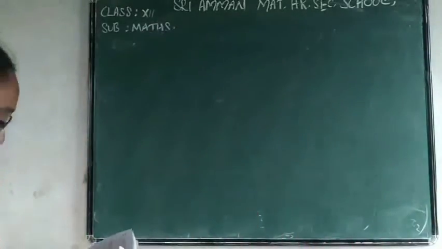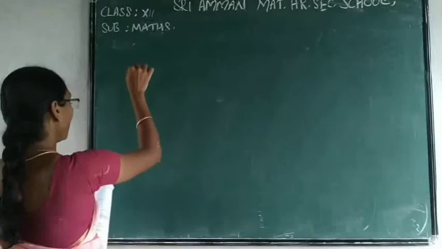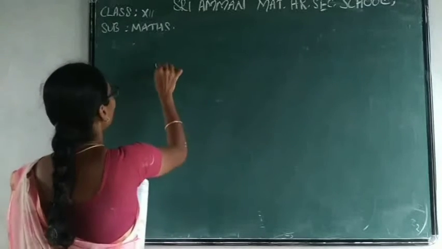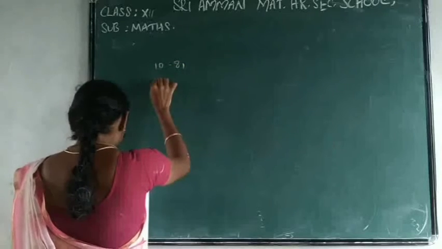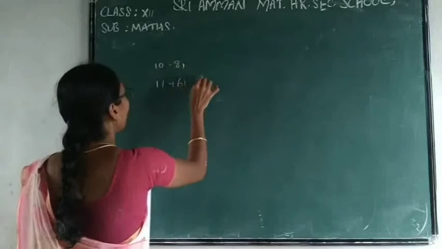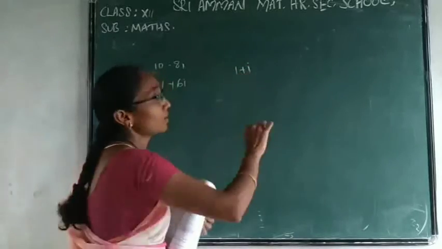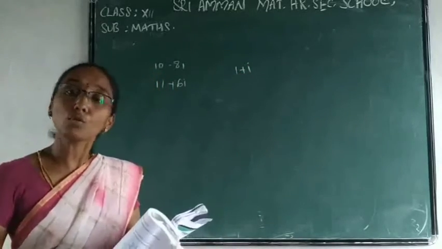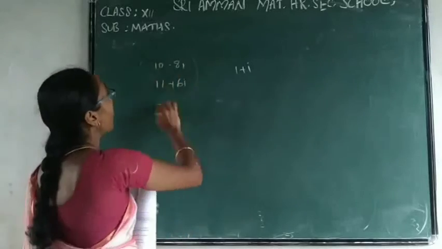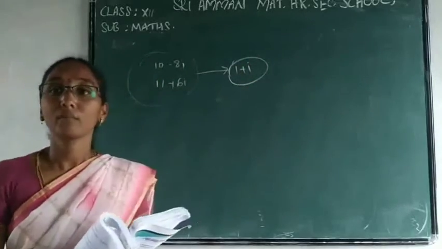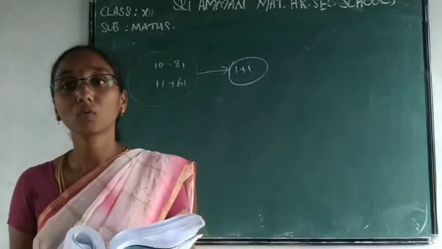Next, third question. Two points are given: 10 minus 8i and 11 plus 6i. And then one more point, 1 plus i. Which one of these two points is closest to 1 plus i? This is the question.